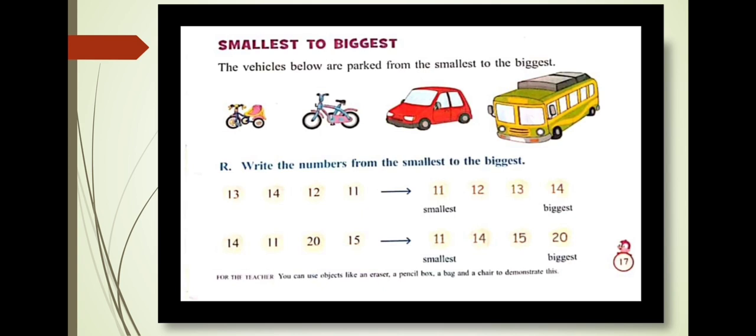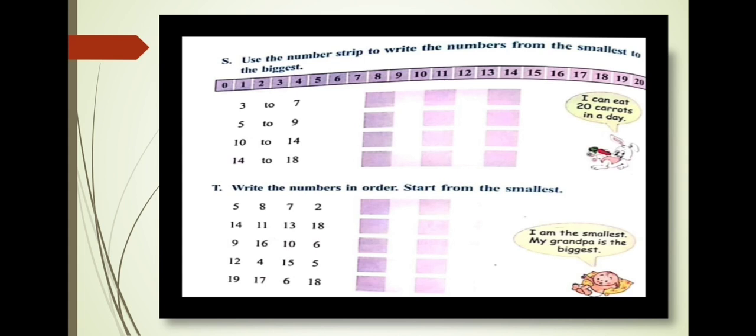Then the number bigger than 11 is the number 14. So it comes after 11. The number bigger than 14 is the number 15. So it comes after 14. Now the biggest of these numbers is the number 20. So it comes last. In this way, you can arrange the numbers from the smallest to the biggest.